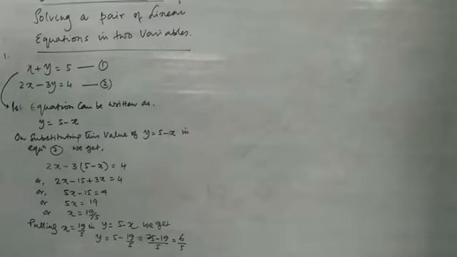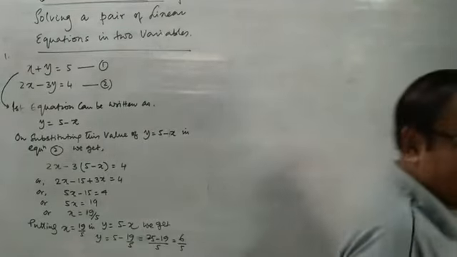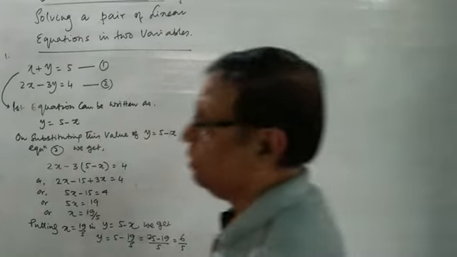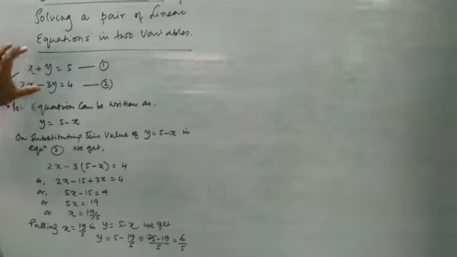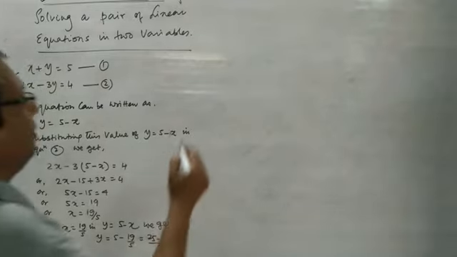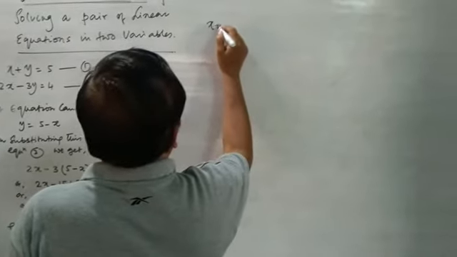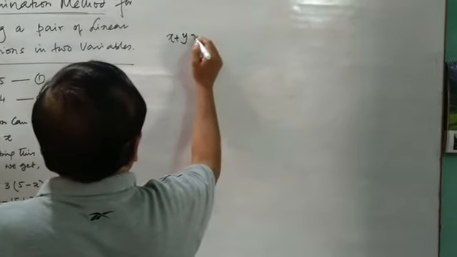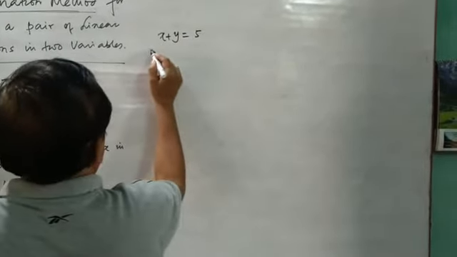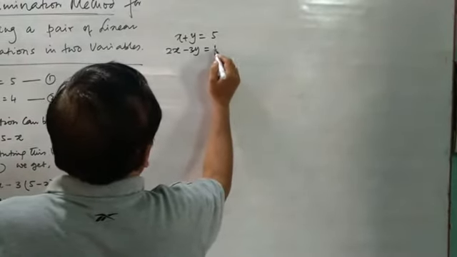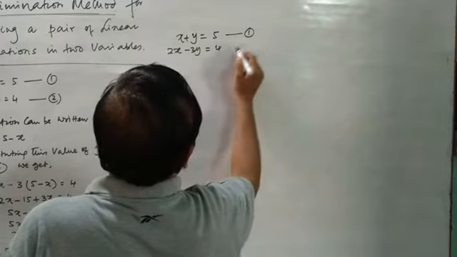So this is the way I explained in my last class, and that is known as the substitution method. Now the elimination method we will discuss. The same question will be solved by the elimination method. This was by substitution. Now the elimination method I am explaining. Dear students, pay attention. 2x minus 3y is equal to 4. And listen very carefully to what I am saying.